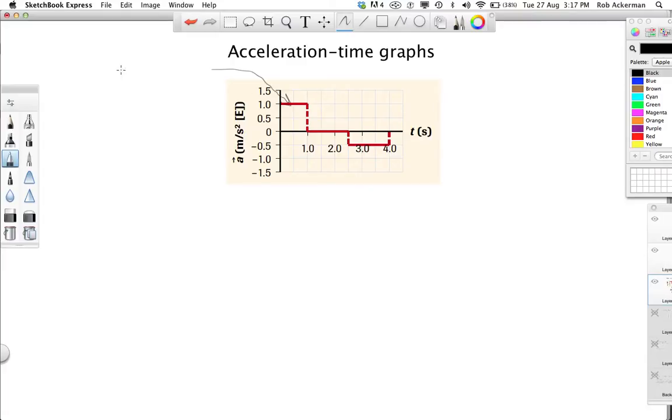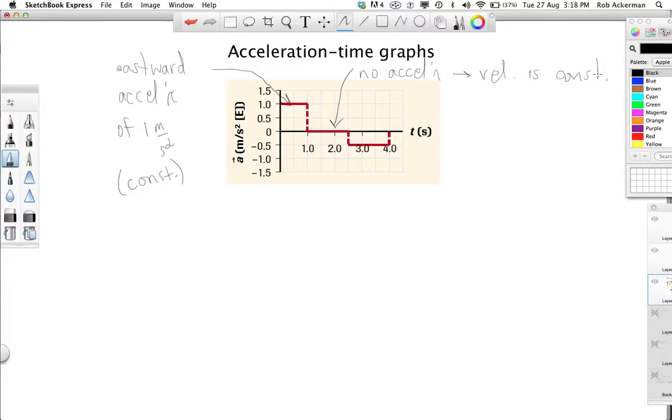Here we have eastward acceleration of 1 meter per second squared. And notice how that's a constant value. It's a steady 1 meter per second squared acceleration. Here, there's no acceleration, which, by the way, means our velocity is constant. If we're not accelerating, our velocity isn't changing.